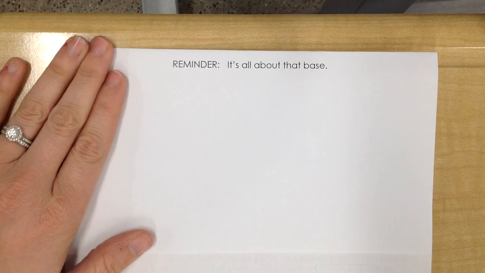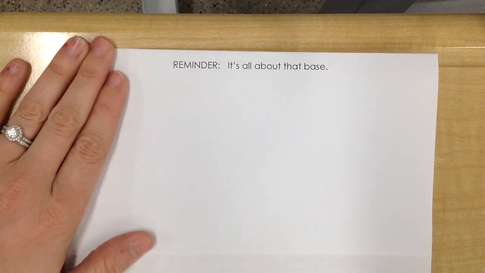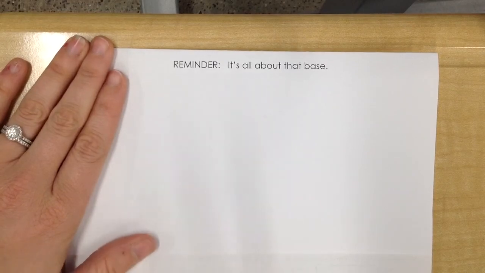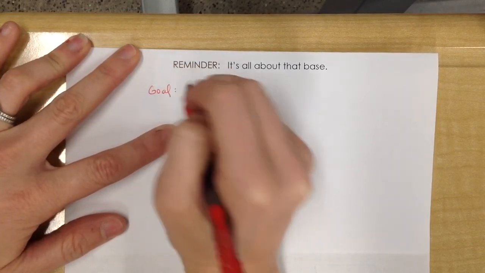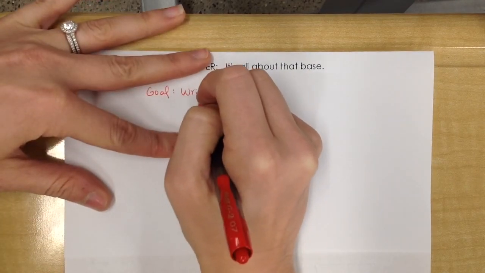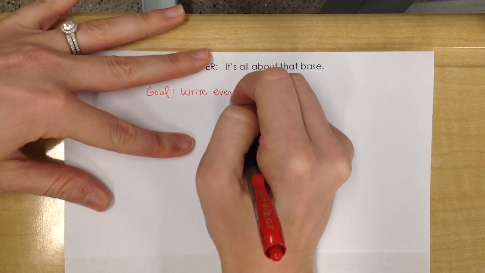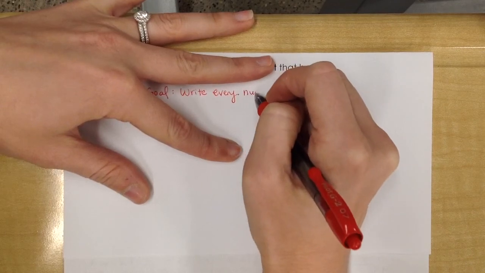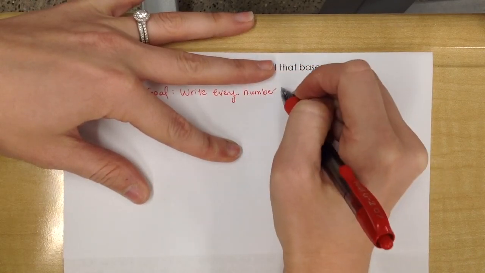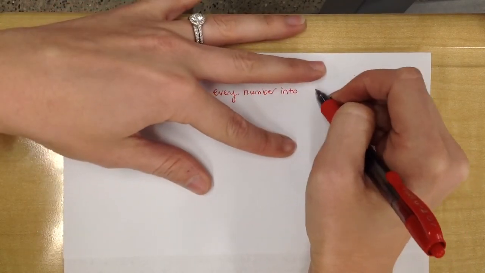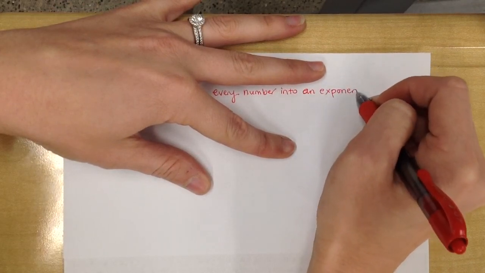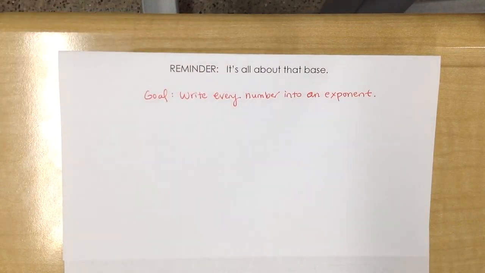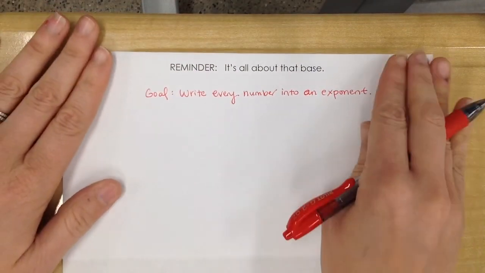A lot of us still seem to really struggle with this, how to rewrite just any old number into an exponent. So again, our goal is to be able to write every number into an exponent. Okay, that's our overall goal. How do we do that? How do we accomplish that?